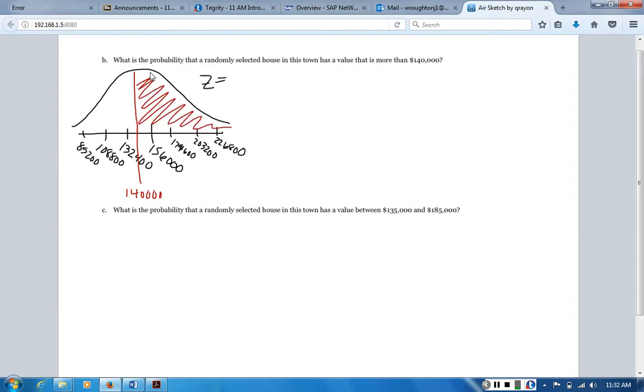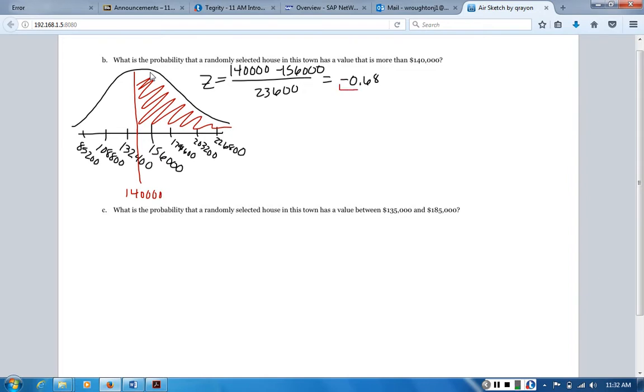But of course, our next step here is going to be doing the z. So this time, the only thing that changes is the value of y is $140,000. The mean is still 156,000. Standard deviation is still 23,600. So this time we get a z of negative 0.68. Just like I thought, it's between that -1 and 0.